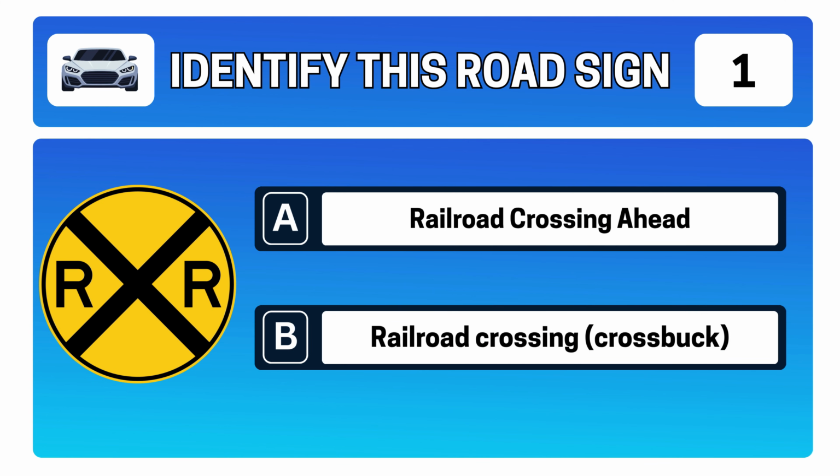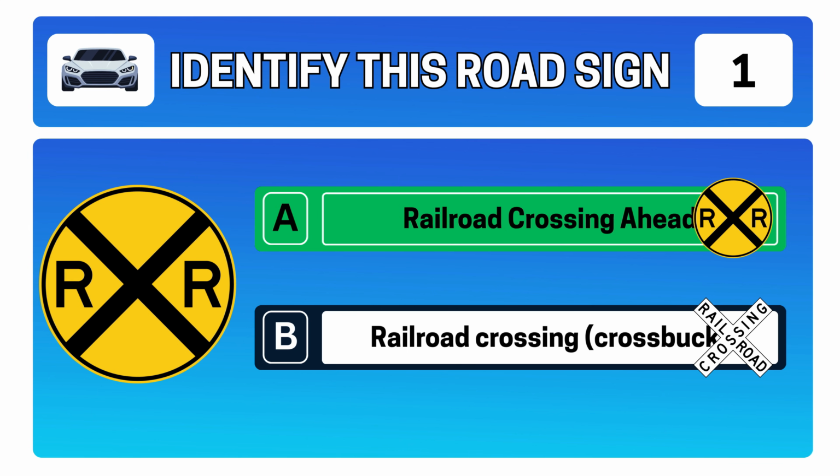Identify this road sign. A. Railroad crossing ahead. B. Railroad crossing, crossbuck. Great start. That's the railroad crossing ahead sign.